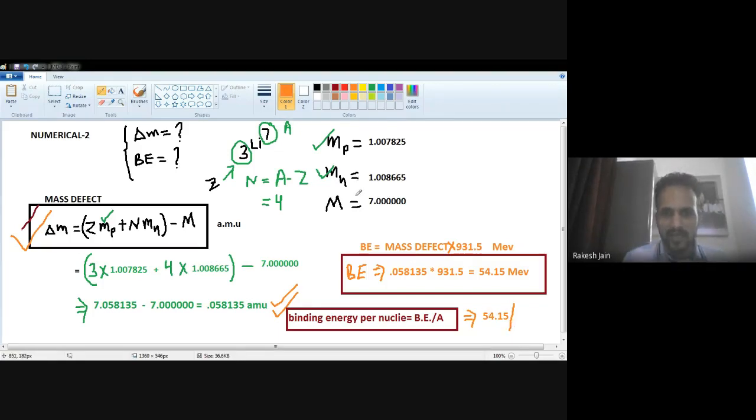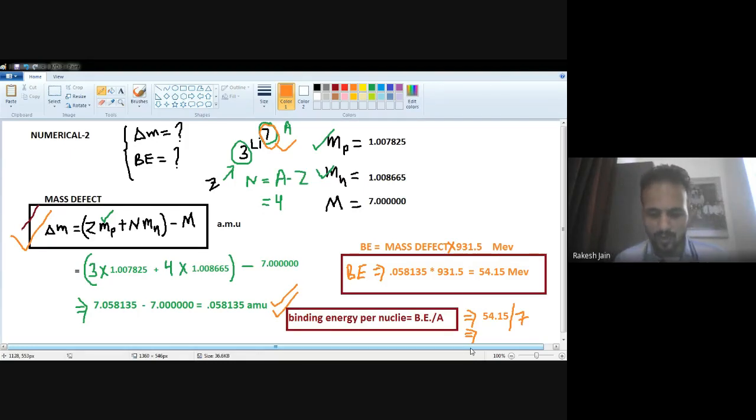So here what is the A value? I just encircle it again with this orange color. So this is 7. So I have to divide this by 7, and I will find out the final answer of this binding energy per nucleus. The unit will be the same, mega electron volt.